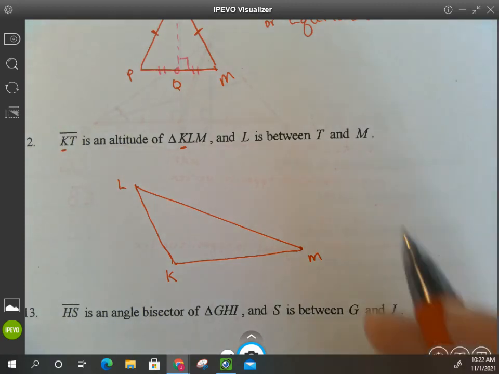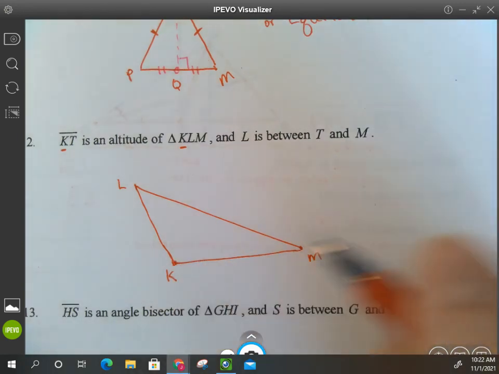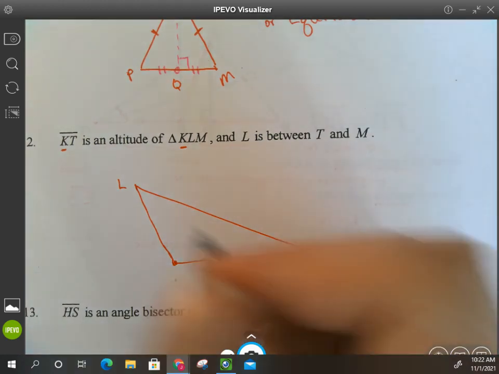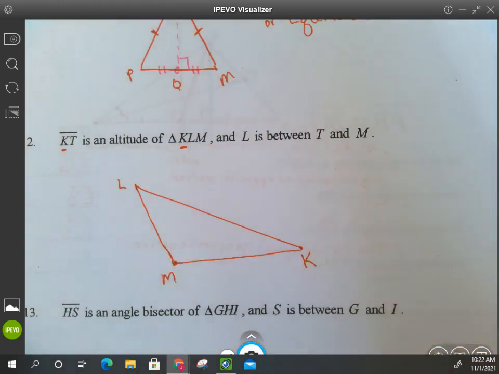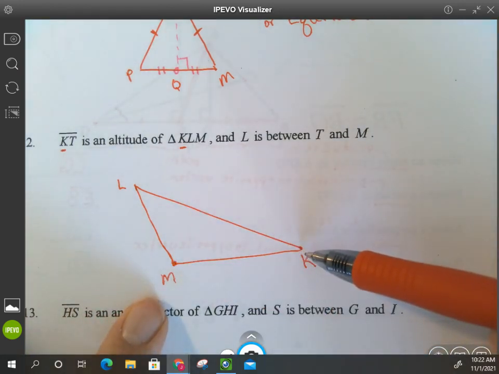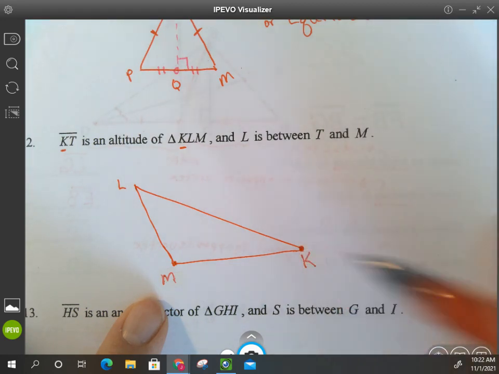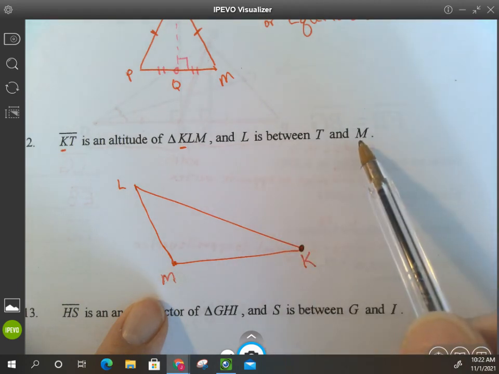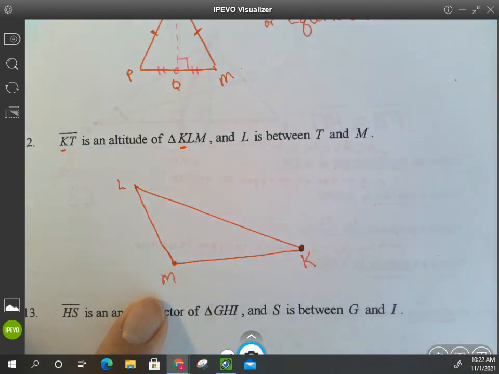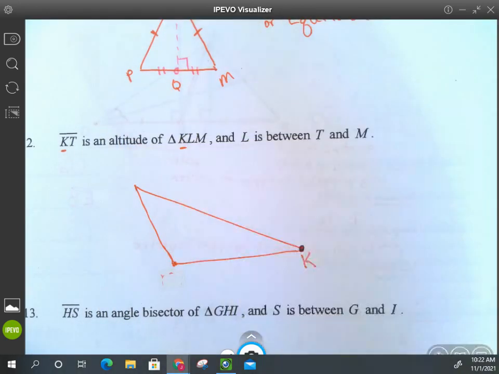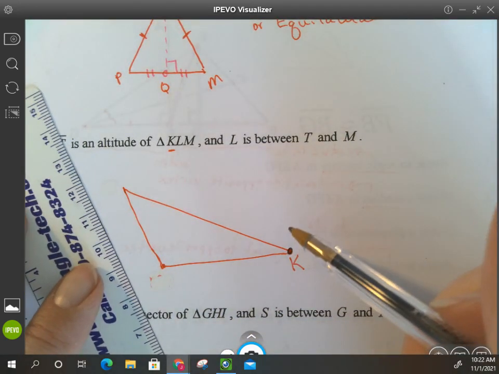Okay, so here's the point. The altitude is K. Oh, I made that wrong. Ignore me. Don't make K your altitude. Don't make K your big point. Make K on the side. I'm sorry, guys. It's not going to work because if I did an altitude, K would go right to here. I need it to be an exterior. So make K out here. All right, so let's go from K, and it says L is between T and M. Okay, so if you go to extend this, I'm going to have to rearrange my triangle. So let me just get rid of all this. No matter what I do, I'm going to have to rework this.